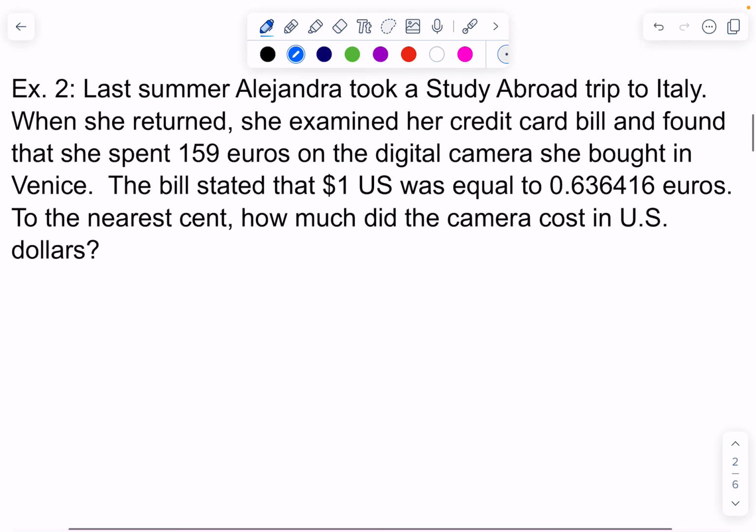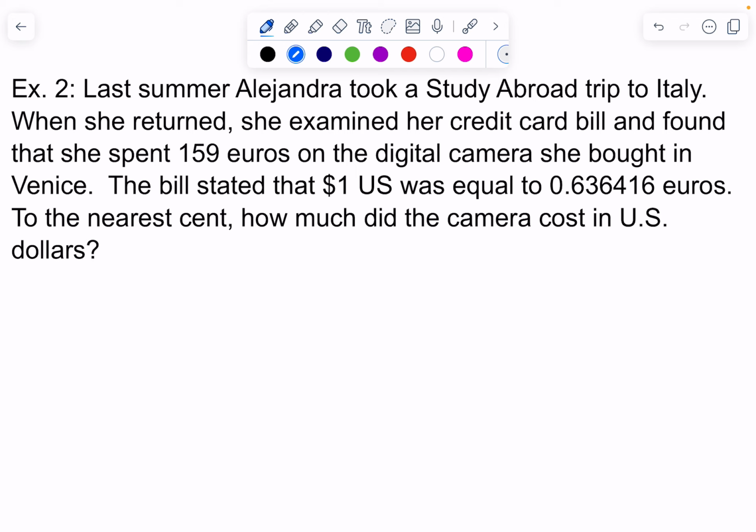Last summer, Alejandra took a study abroad trip to Italy. When she returned, she examined her credit card bill and found that she spent 159 euros on the digital camera she bought in Venice. The bill stated that $1 was equal to 0.636416 euros. To the nearest cent, how much did the camera cost in US dollars?